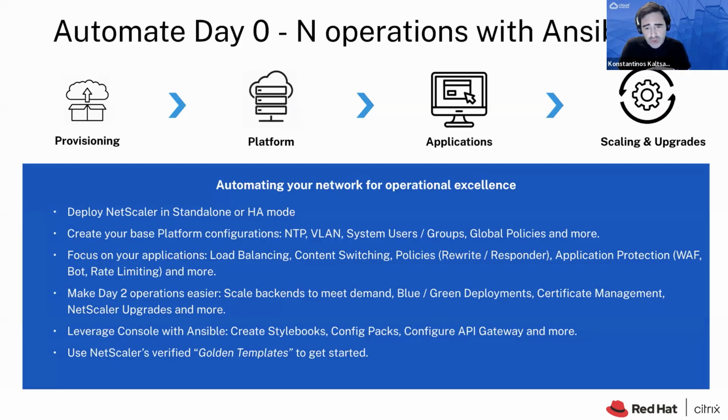If you would like also to leverage the NetScaler console that I mentioned previously, we are offering also an Ansible collection for the NetScaler console, so that you can also leverage the benefits of, let's say, a control plane. So you can also leverage things like stylebooks or config packs, or do things like API gateway and more.